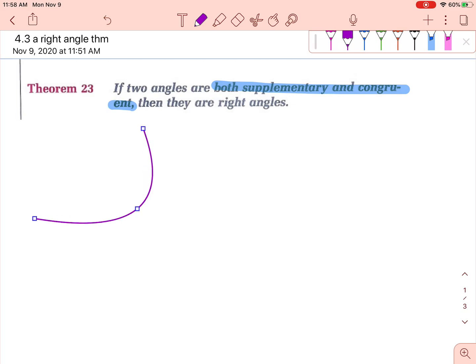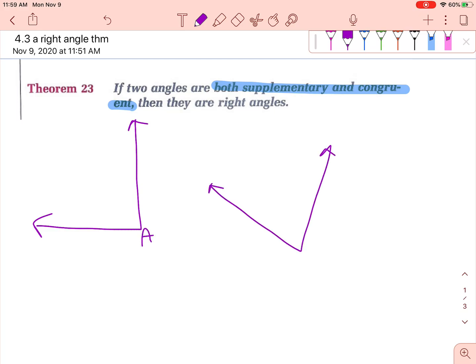So hypothetically, let's just say that I am drawing two angles, angle A and angle B, and they are supplementary, so they add up to 180. But they are also congruent to each other. It has to be true that they are both 90 degrees.